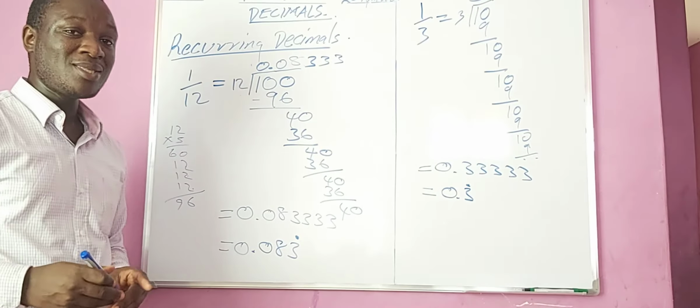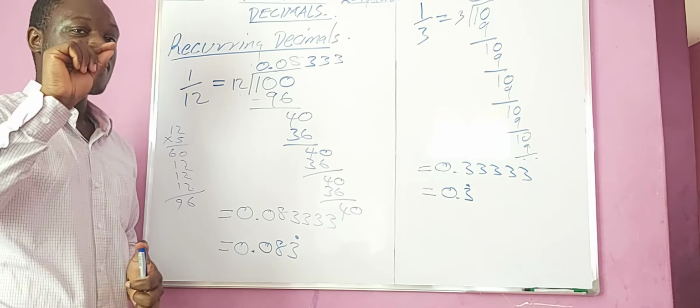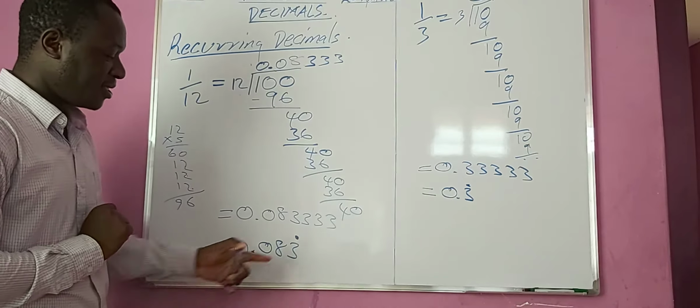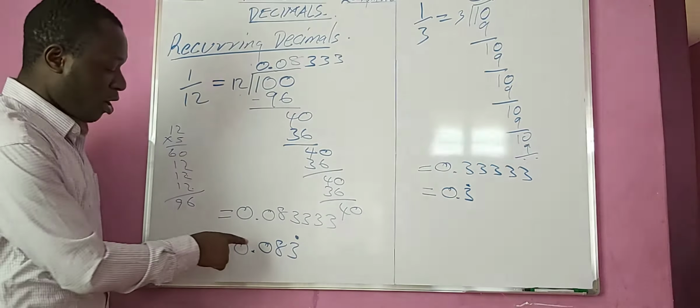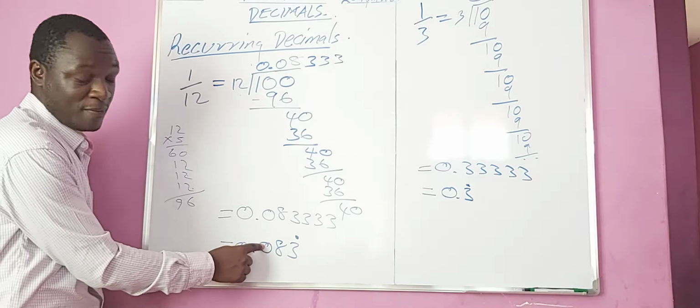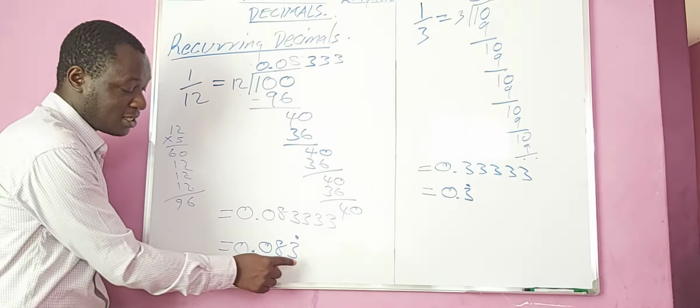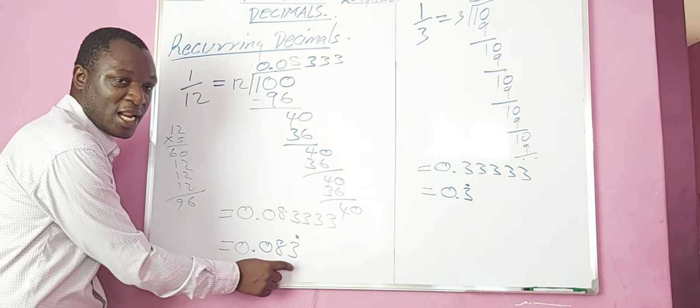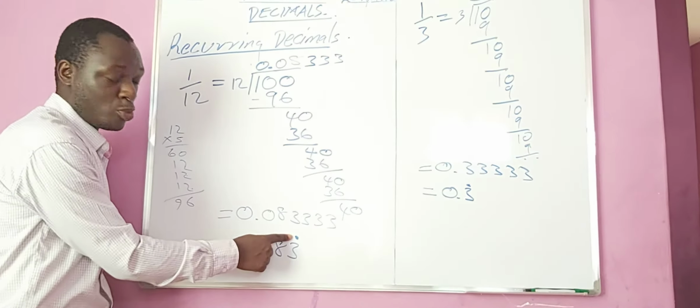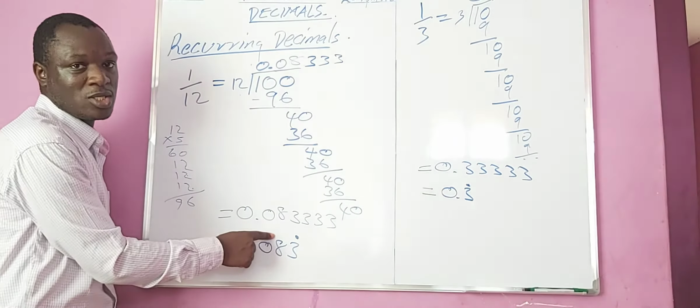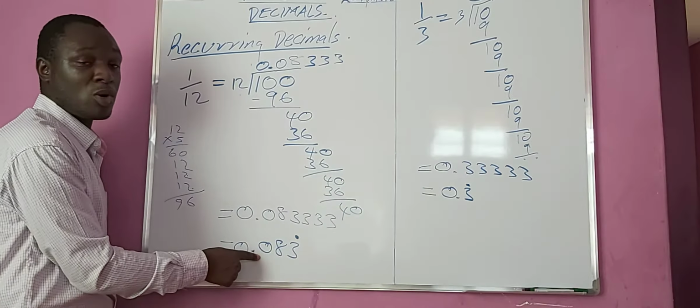The dot means that 3 is a recurring number. Now, it is not 0 recurring, it is not 8 recurring, it is 3. So the only number that is recurring, that's the number we put the dot on top. We can't put it on 8 because 8 is not recurring. We can't put it on 0 because 0 is not recurring.